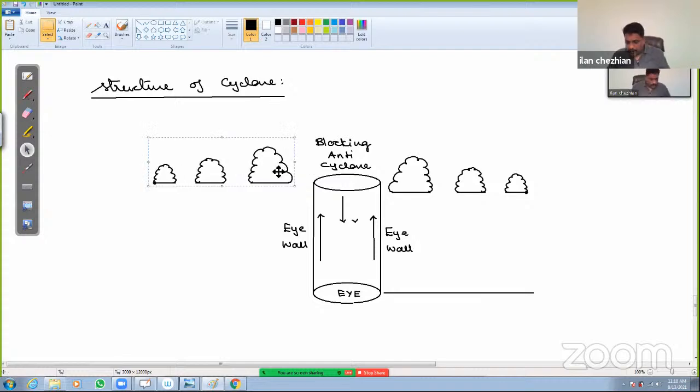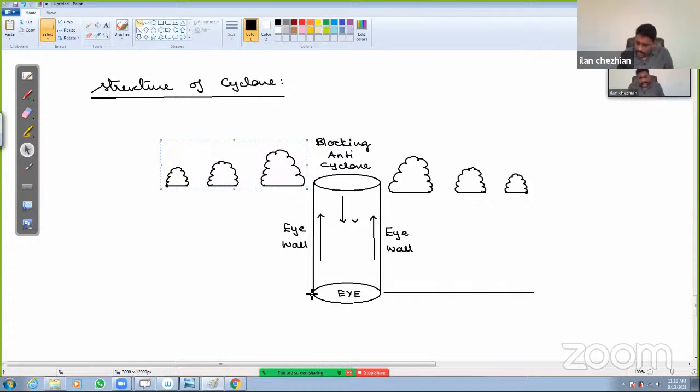So when I talk about the precipitation zone, it starts only from the eye wall and decreases towards the outer margin. So what do we call this? Rain zone, my friend. We call it the rain zone.